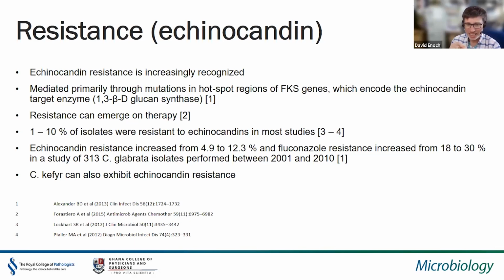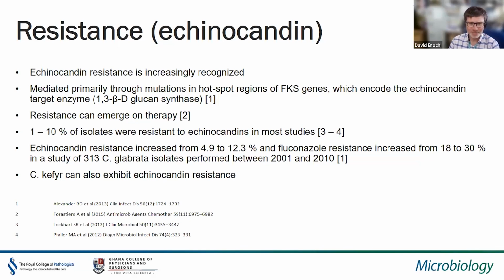We haven't seen any resistance emerge on therapy in Addenbrookes, and echinocandin resistance in Cambridge is very rare. I must say, we don't see it very often, to be honest, but it's in the literature, it's rising. And then the other thing, Candida parapsilosis has generally got a raised MIC. Glabrata is also slowly emerging, and Candida kefir, which we've not come across in Cambridge, can also exhibit it apparently.